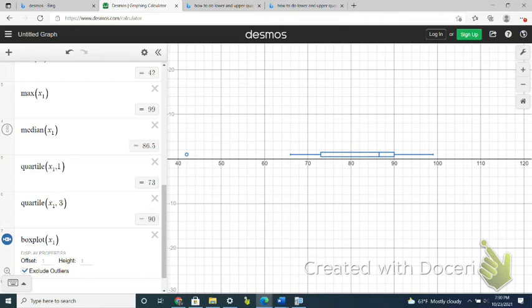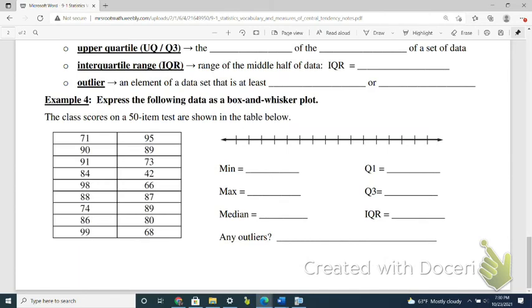So let's go to the paper and draw this out. So we found our minimum was 66. Our maximum was 99. And that's because 42 was no longer our minimum because it's an outlier. Our median, that doesn't change, is 86.5. Our Q1 was 73. Our Q3 is 90. So to find the IQR, I take 90 minus 73. Punch it in your calculator, you'll get 17.